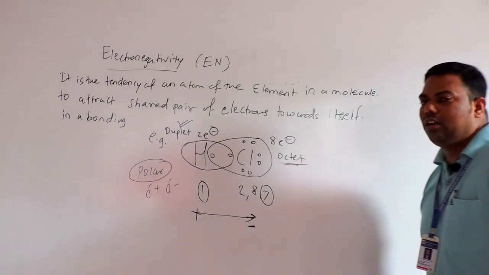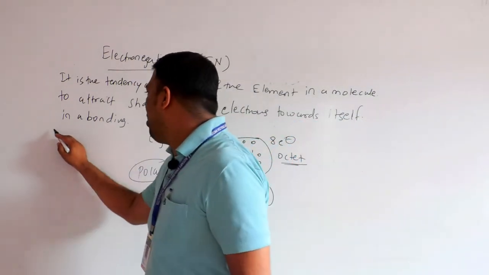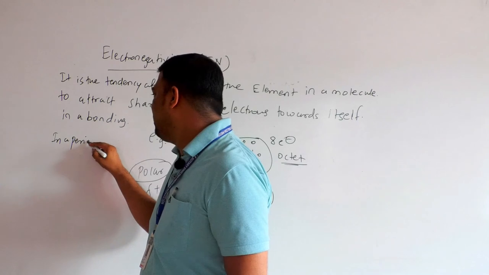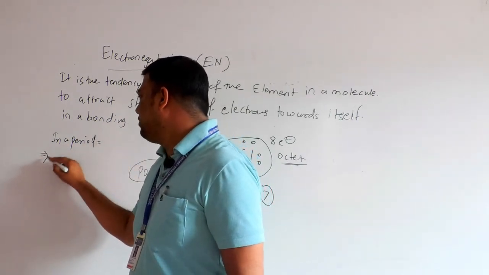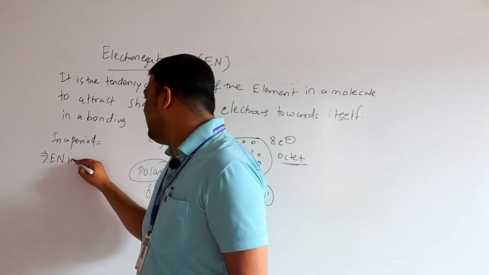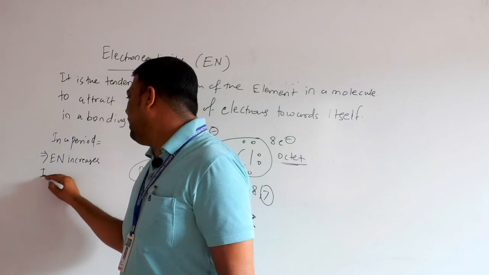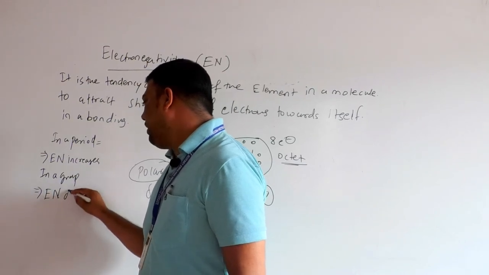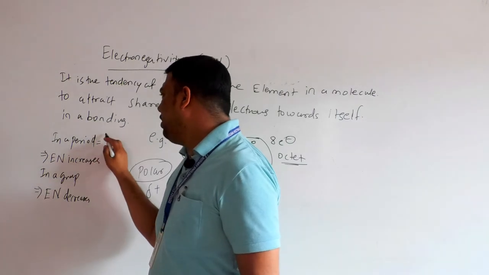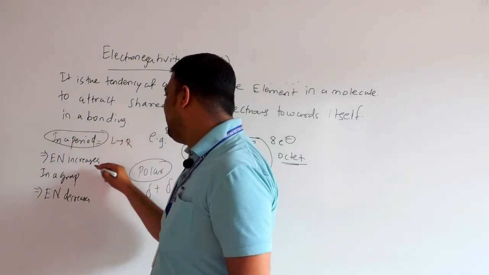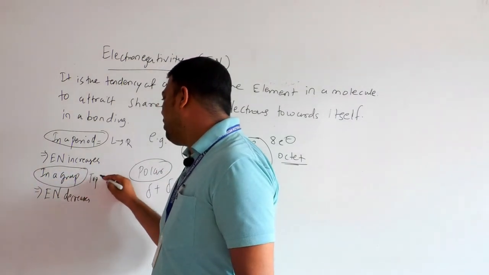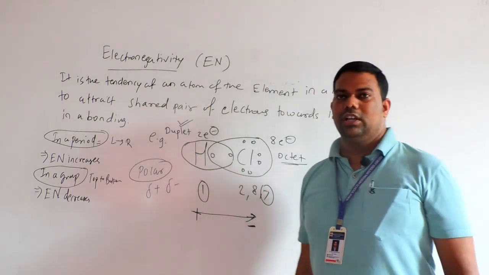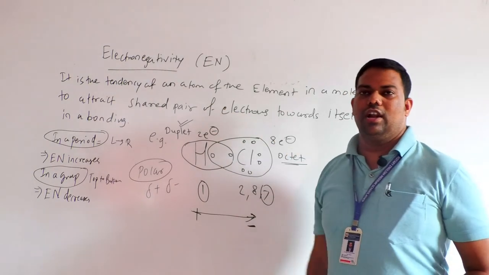Here is one of the important parts regarding periodic trends. If you discuss periodic trends, in a period electronegativity increases from left to right, and in a group electronegativity decreases from top to bottom. You have to keep all this important data about electronegativity in mind.